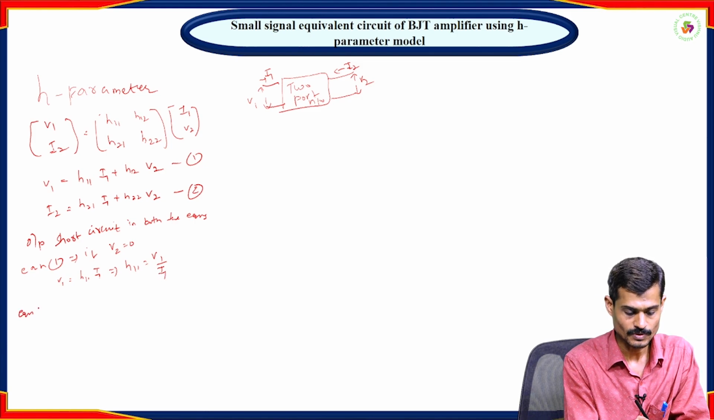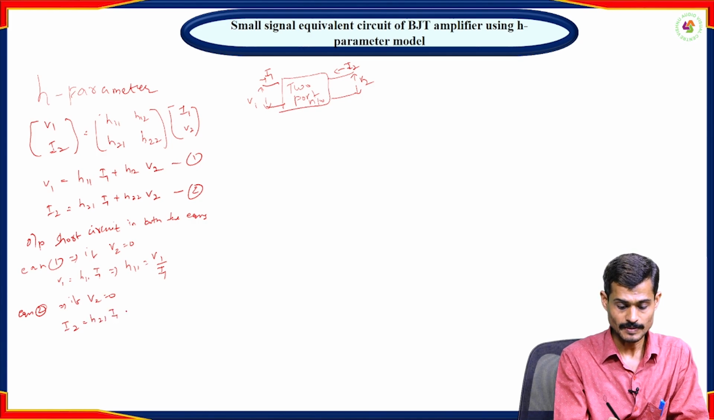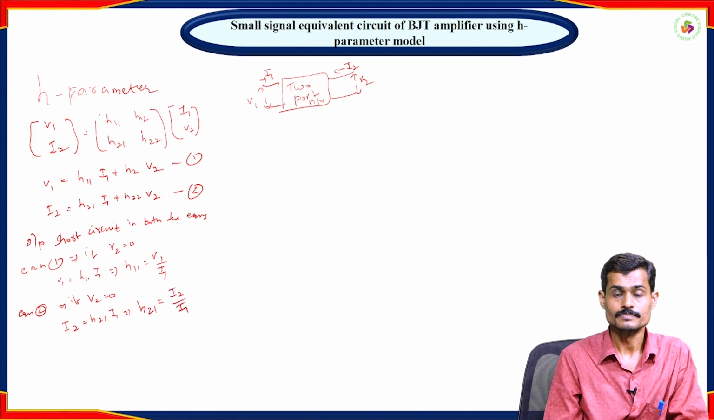Similarly, in equation 2, if I make V2 equals 0, that implies I2 equals H21 into I1. That implies H21 equals I2 by I1.